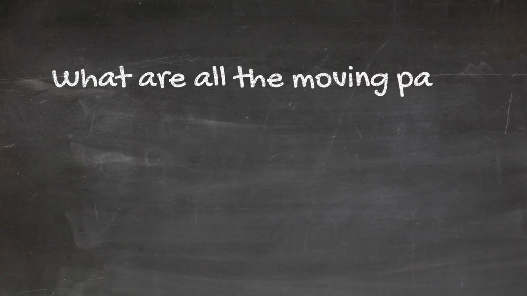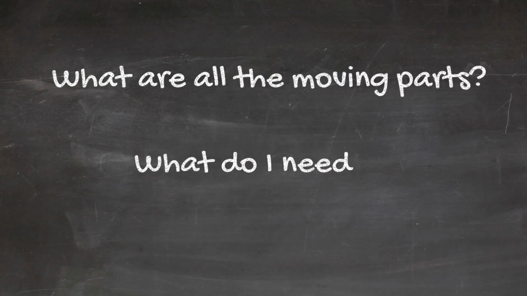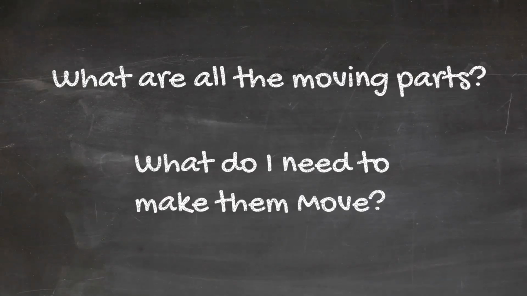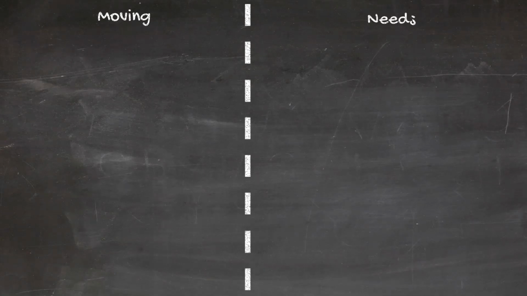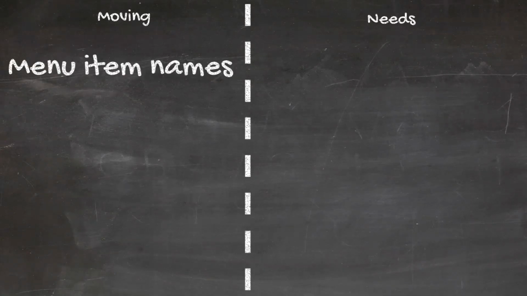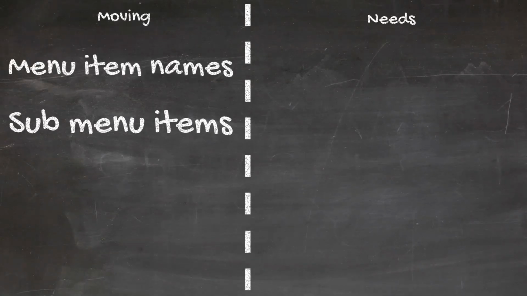What are all the moving parts? What do I need to know to make them move? Thus, what are the moving parts? Well, I need to know what the menu items are called, and they will show a menu, so I need to link the menu data somehow.